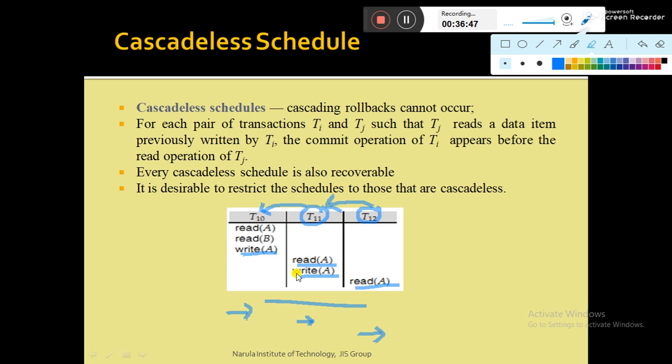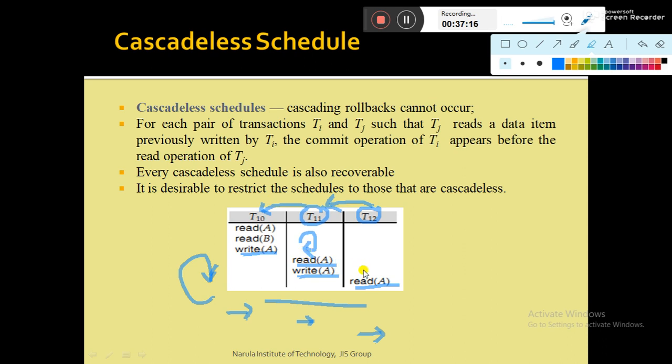Now it may happen that before committing T10, transaction T10 fails. So what happens? We have to roll back. Suppose this is the sign of rollback. So we have to roll back T10. As T10 is rolled back and T11 is dependent on T10, we have to roll back T11 also.